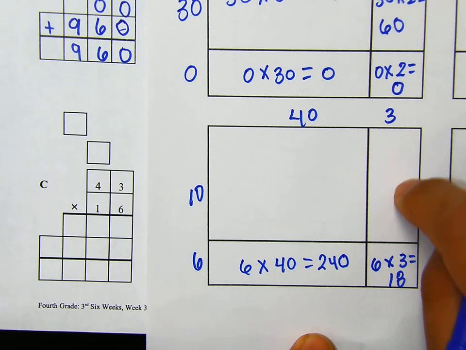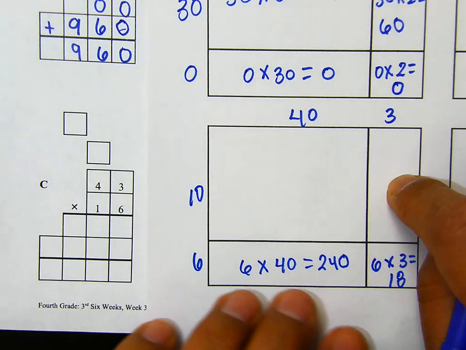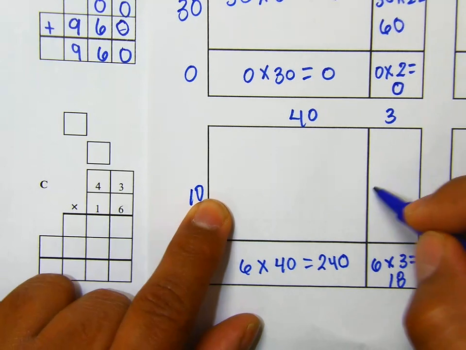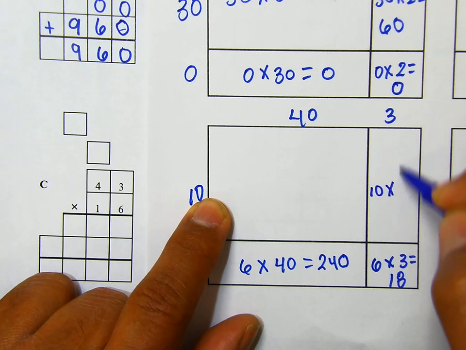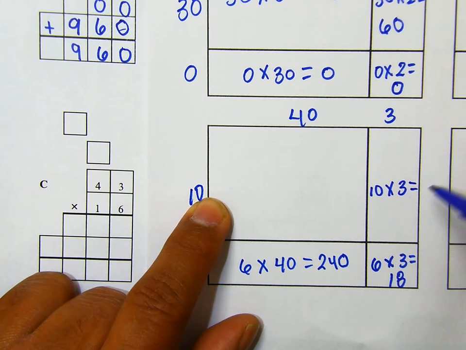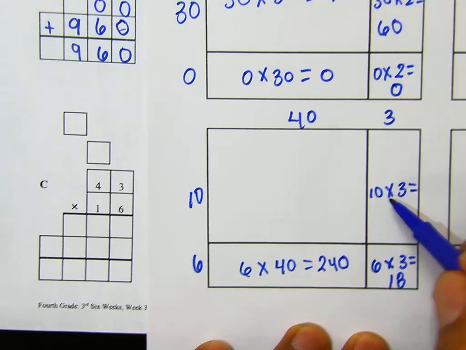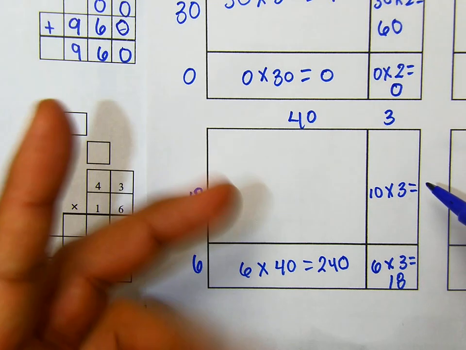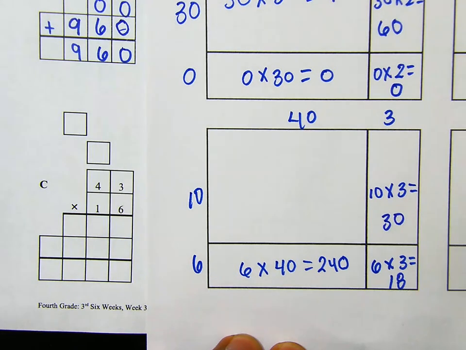So we go to our top right box. So I look to the left, I have 10 times. I look to the top, that's 3 equals. So 10 times 3, 10, 20, 30. 10 times 3 is 30.